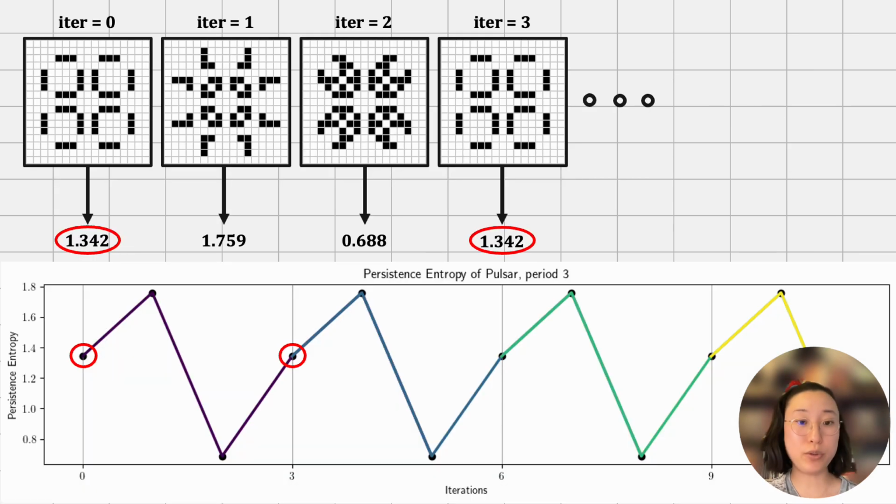Now, what can we do with persistent entropy? Well, let's go back to the initial example of the period 3 oscillator. And here you can see that I can calculate the persistent entropy for every single pattern in that sequence. And just like how the first and the last pattern are identical in shape, the first and the last value of the persistent entropy are identical. And if we plot that out, we can see that we have a periodic graph.